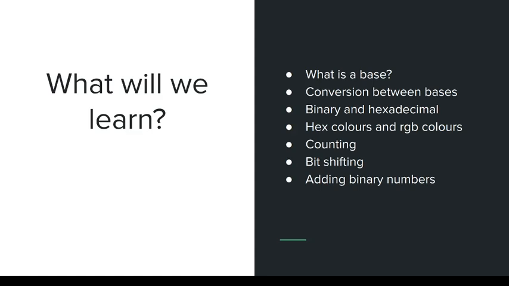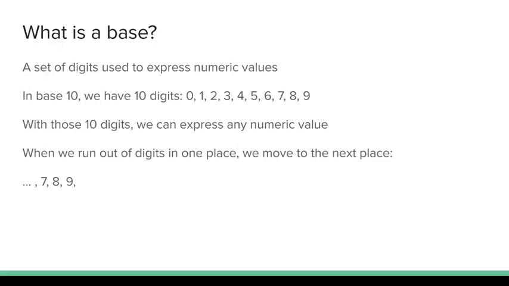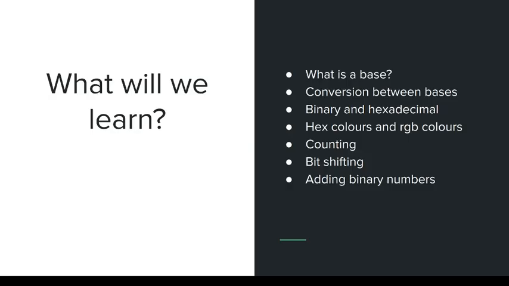We'll focus on binary and hexadecimal because those are the bases that we're really concerned about as programmers and computer scientists. These are the number systems or bases that come up all the time. And we'll also look at hex colors and RGB colors, and we'll understand what those two things represent and how to change from one to the other.